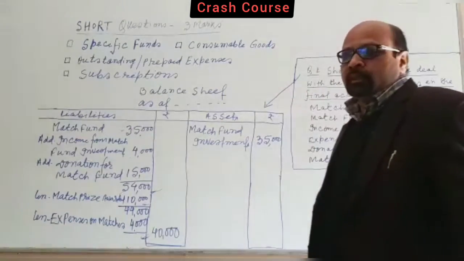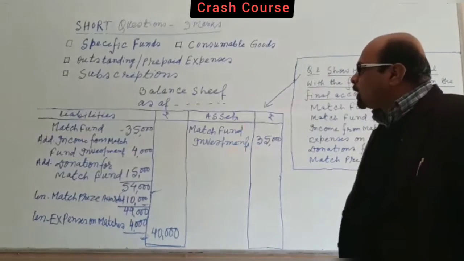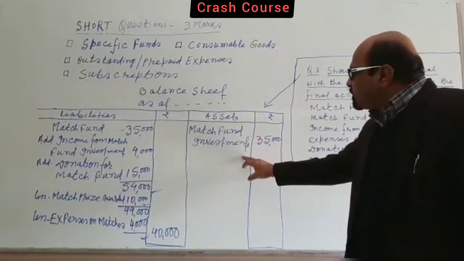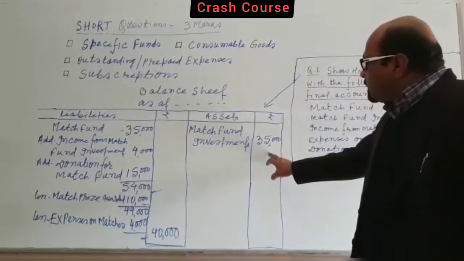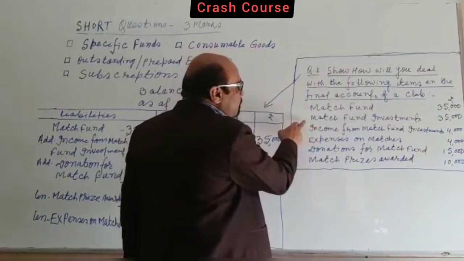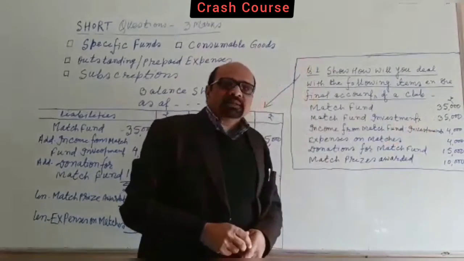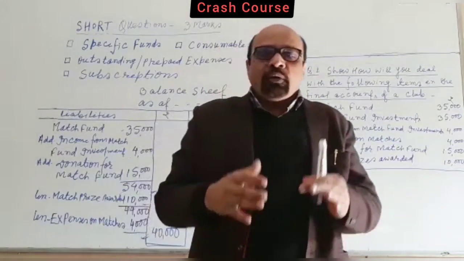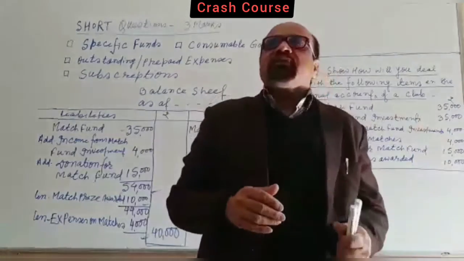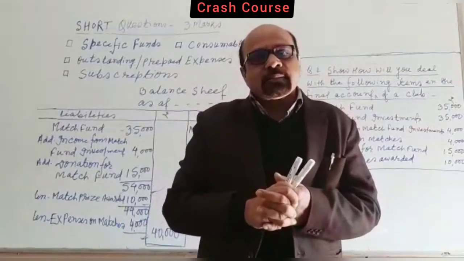40,000. And students, there is one asset also. What? Match fund investment is 35,000, which is given in the question. Let us see, match fund investment 35,000. That means out of this fund you have already invested 35,000 rupees. So this is a type of asset.